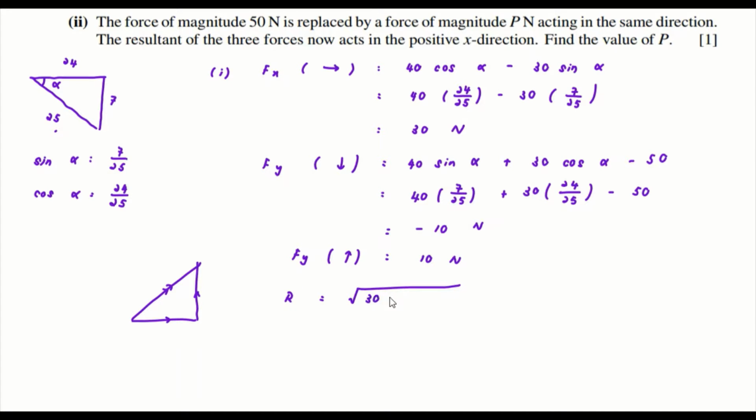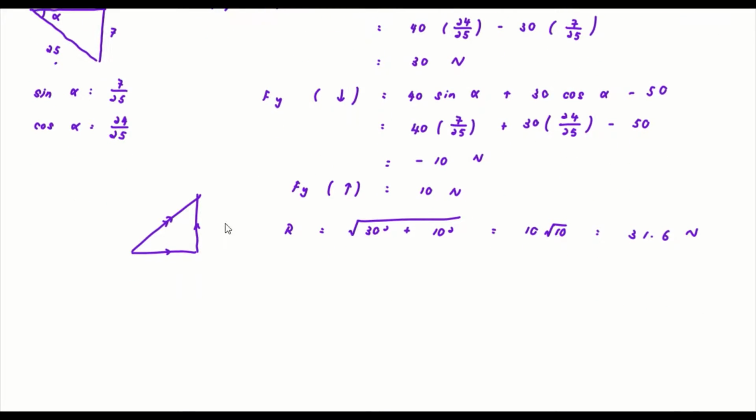So 30 squared plus 10 squared. Okay, so you just solve it, then you'll be able to get 10 square root 10. If you want your answer in decimal, then it's 31.6 Newton in 3SF. Okay, so after you have this, we need to find our angle here. So tangent theta, my opposite will be 10 and this is 30. So that's why 10 over 30, which is 1 over 3. So from here, I get my theta is 18.4.